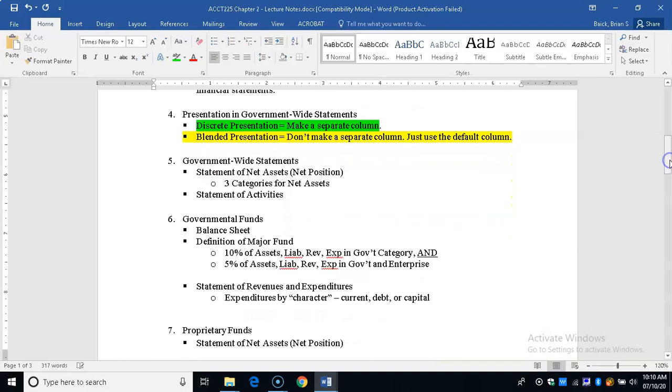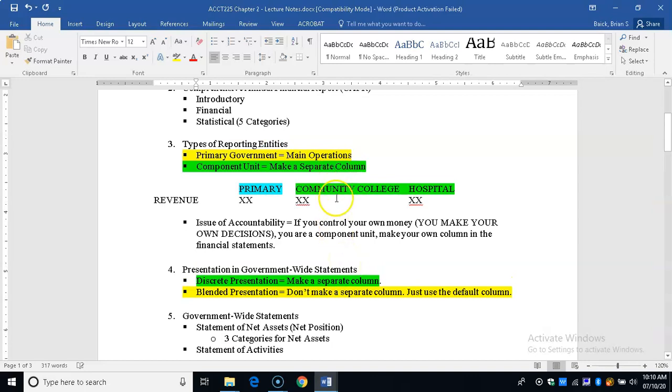Also, you should know that if you have an entity that is very large in nature, if it makes up 10% of your assets, liabilities, revenue, expenses, and if it's 5% of your assets, liabilities, revenues, or expenses for government and enterprise. In other words, I'm not going to ask you this, but just know that if you are pretty big, then you should also think about making a separate column.